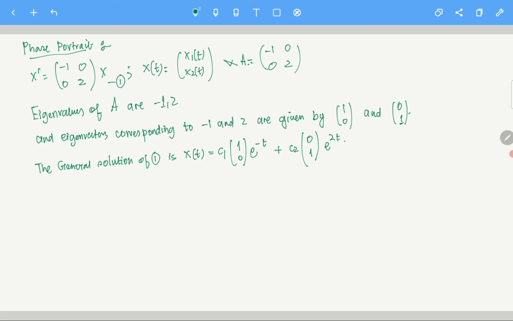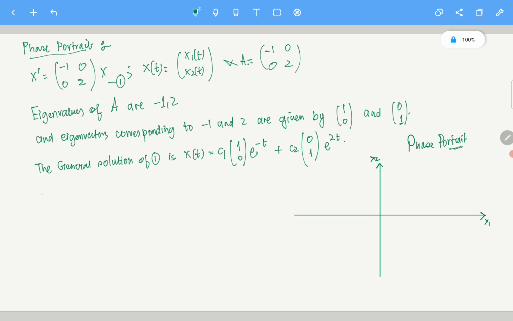Now I need to plot the trajectories. How do I do that? I will color code the x1 and x2 curves. Whatever I am going to draw on this x1 x2 plane will be our phase portrait, and this x1 x2 plane is called the phase plane. Clear?